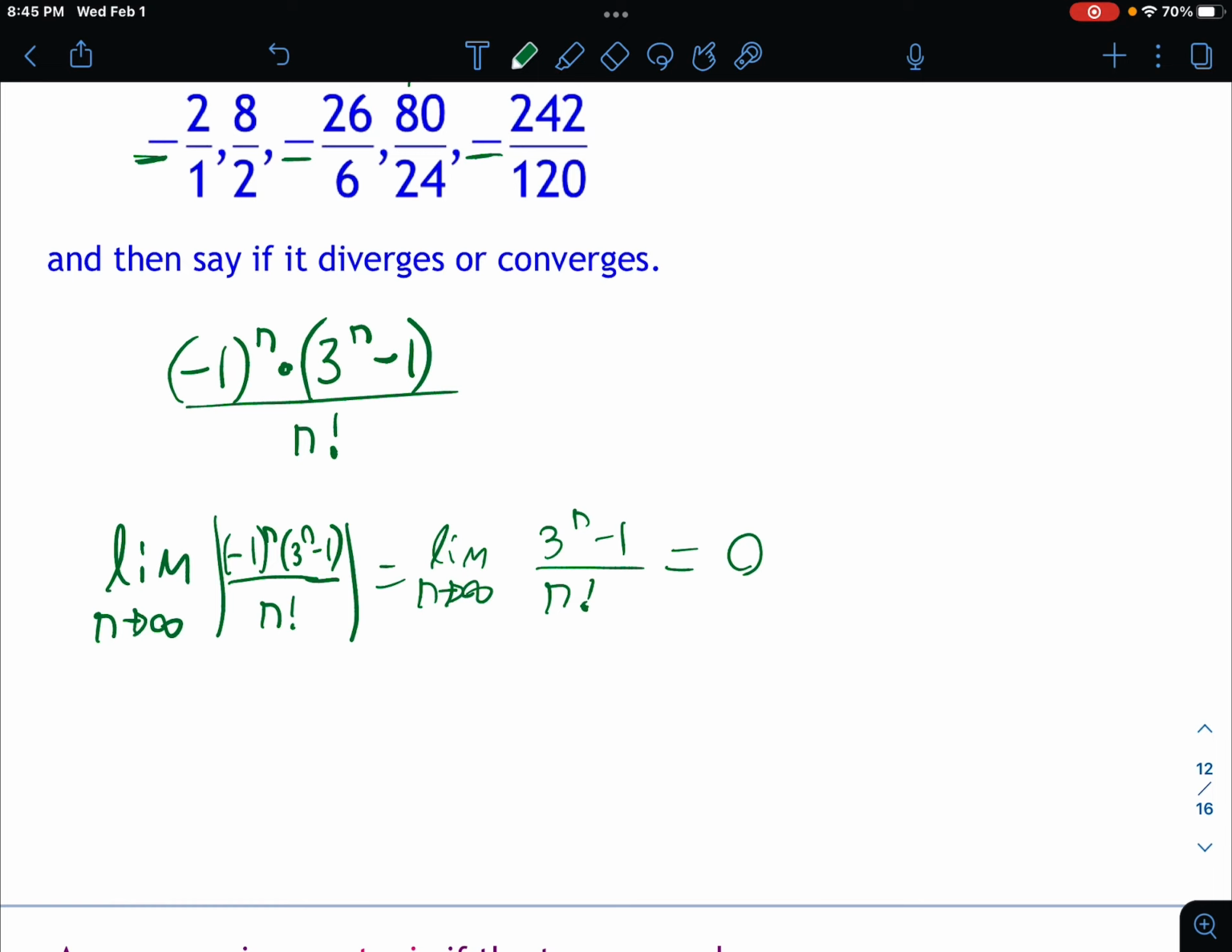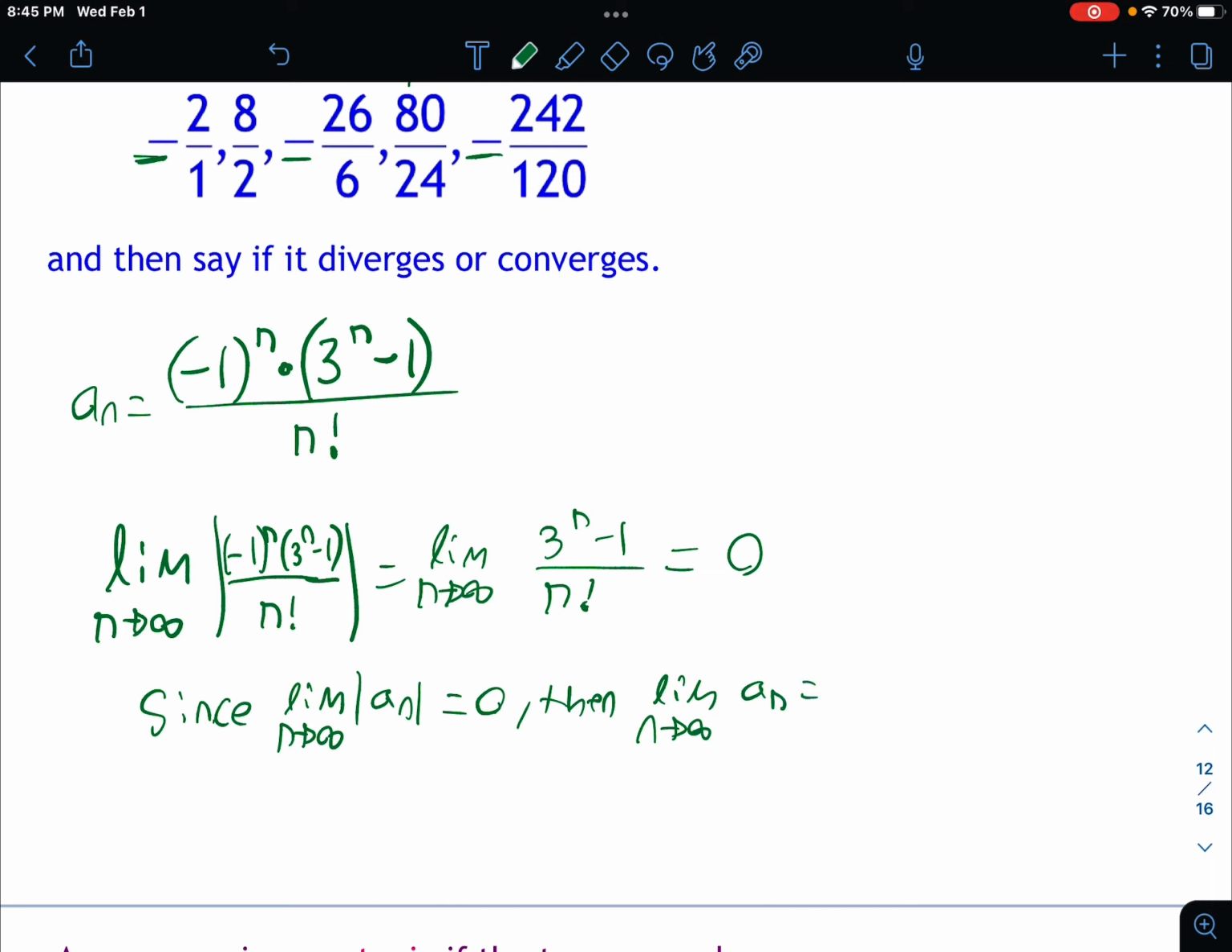Because of this, since the limit as n approaches infinity of the absolute value of a sub n approaches zero, then we know the limit as n approaches infinity of a sub n, not the absolute value of a sub n, is also equal to zero. And that's by the absolute value theorem.